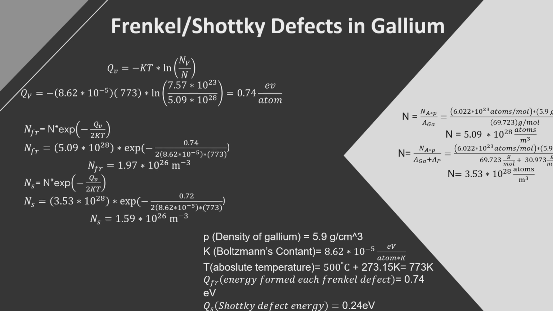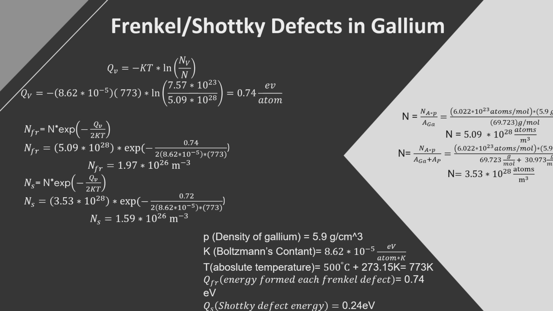To find the number of Frenkel and Schottky defects in gallium, we will first need to find the number of atoms in gallium. We will calculate this by using Avogadro's number, 6.022 times 10 to the 23 atoms per mole, and the density of gallium, which is 5.9 grams per centimeter cubed, dividing by the atomic weight of gallium, which is 69.723 grams per mole. Calculating, we get 5.09 times 10 to the 28 atoms per meter cubed.